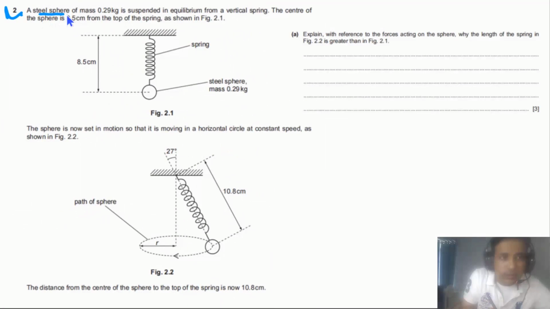Question 2 says a steel sphere of mass 0.29 kg is suspended in equilibrium from a vertical spring. The center of the sphere is 8.5 centimeters from the top of the spring as shown in figure 2.1.